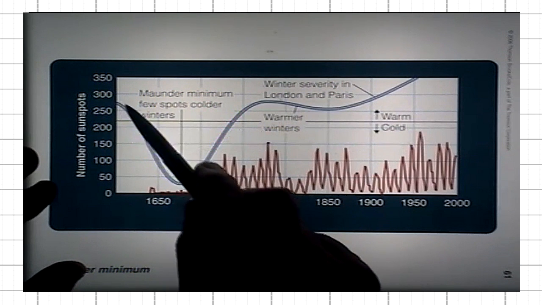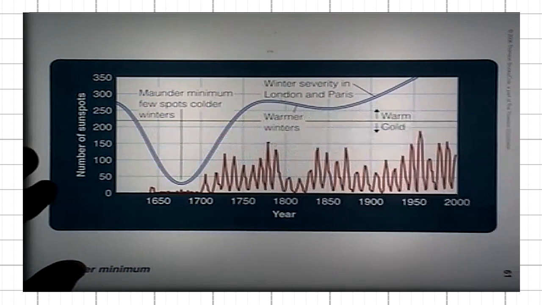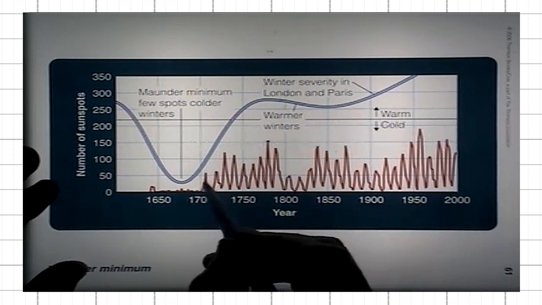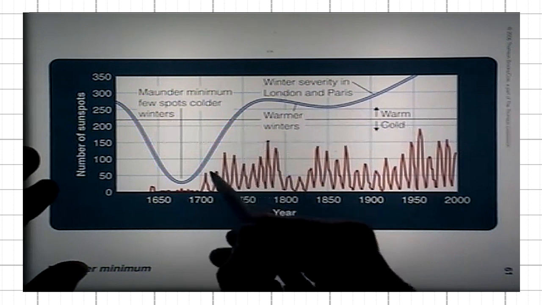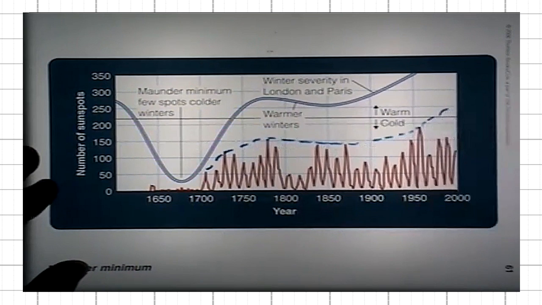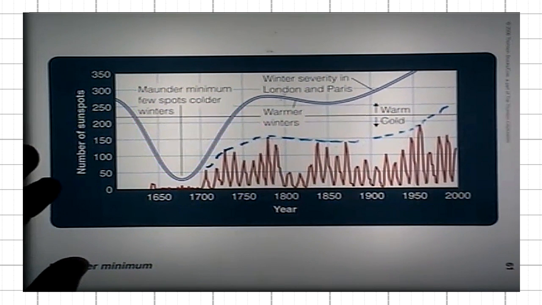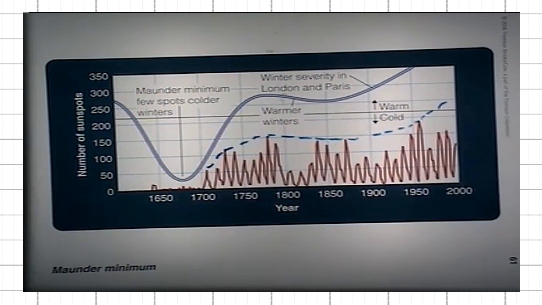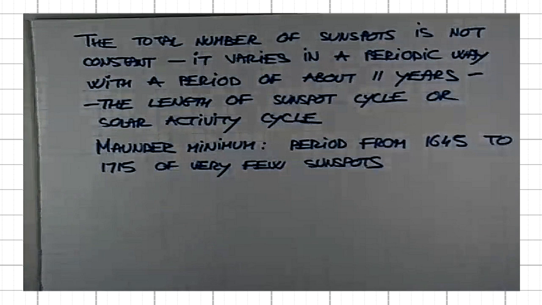And this is the average temperature of the oceans over time. And you can see that it roughly tracks the maximum in these peaks, right? So there is definite correlation between the average temperature on the Earth and the solar activity as given by the number of sunspots. Maunder minimum, named after an astronomer who noticed that, is a period from 1645 to 1715 of very few sunspots.